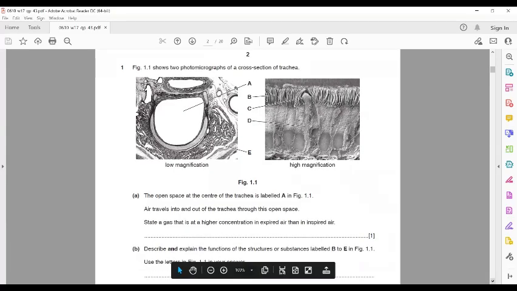This is a paper, winter 2017, past paper 43, component 43. First question. The figure below shows the photomicrograph of a cross-section of the trachea. The open space at the center of the trachea is labeled A in figure 1-1. Air travels into and out of the trachea through this open space.